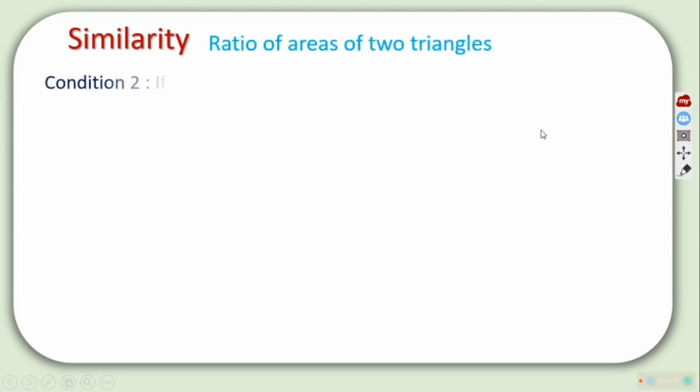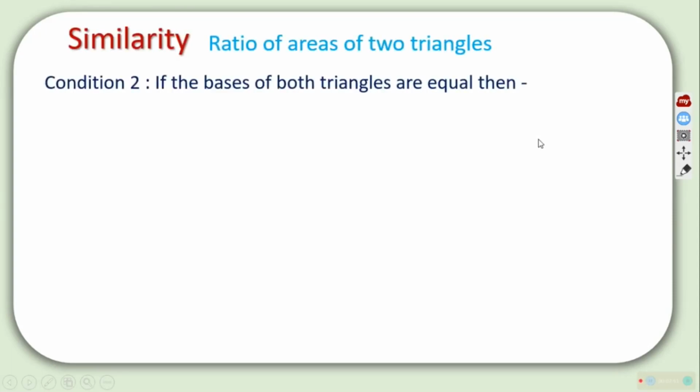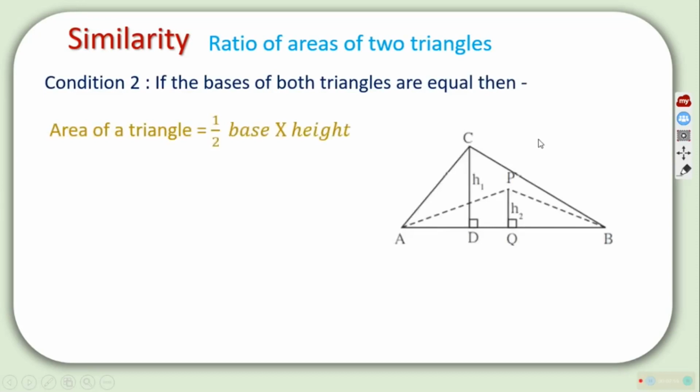Let's move ahead. Think about another situation given. If the bases of both triangles are equal, here again two triangles are given and bases are equal. Which are the two triangles here? Triangle 1 according to me is ABC. Let's see, what is the second triangle? Second triangle is triangle ABP. What has happened here? AB. Base of both triangles are equal.